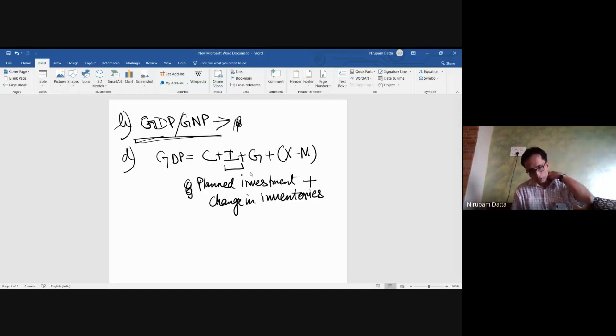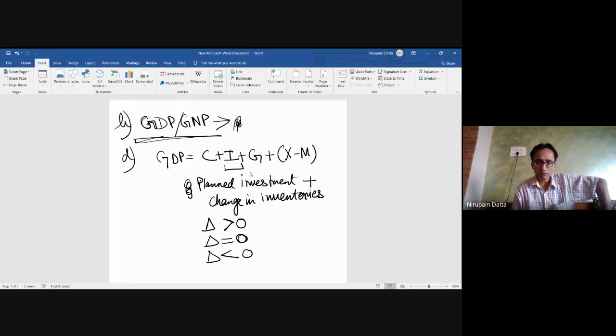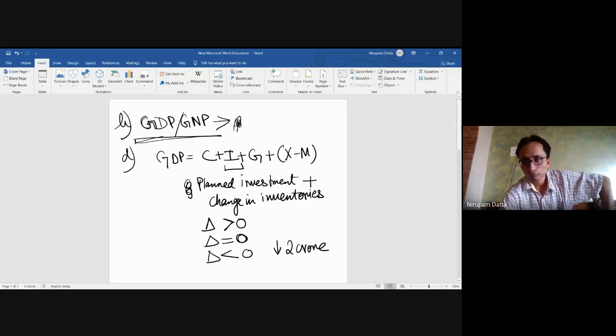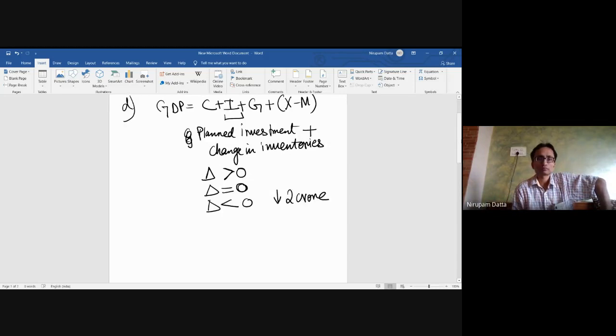This change in inventory, delta, can be greater than 0. That means there is addition to the existing stock of finished products or raw materials in the warehouse. It can be equal to 0, that means there is no change in the stock of products, or it can be less than 0. So in this case, what is happening in case of D? Inventory is going down by 2 crore rupees. So in this case, what will happen to the investment component?